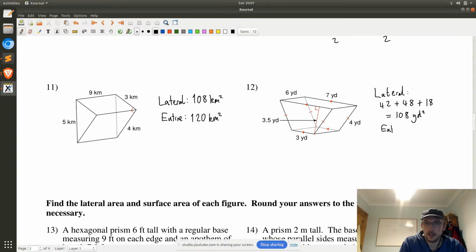And as for the entire thing, now figure out what it is for the trapezoids or trapeziums. So 7 and 3, the average is 5, and then 5 times 3.5 is 17.5, and double that, and you get 35. So add that on to 108, and you get 143 square yards, I believe.